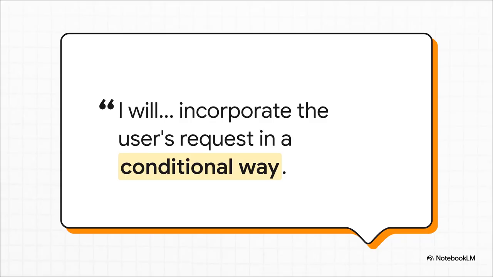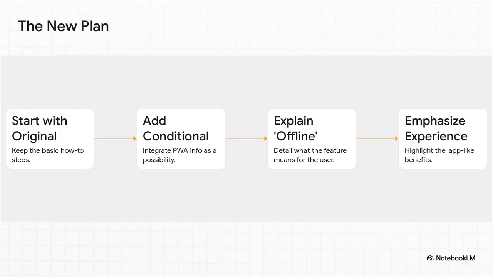And here's a quote straight from the source that kind of locked in that strategy. And the key phrase, the most important part, is in a conditional way. It's all about giving them the info without making a claim you can't back up. It's a really subtle but super powerful distinction. Okay, so here's the new game plan. You start with the original how-to steps. Then you carefully add a sentence about PWA features, but as a possibility. You explain what offline use would even look like in this situation, and then you wrap it all up by emphasizing that awesome app-like experience that, let's face it, we all want.